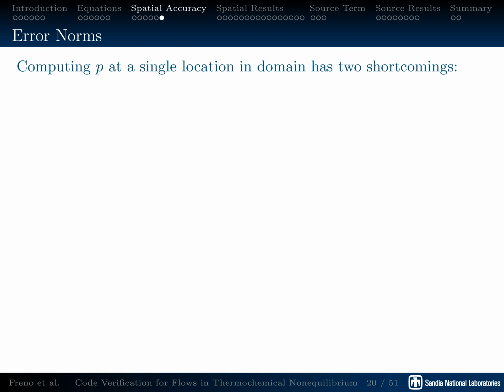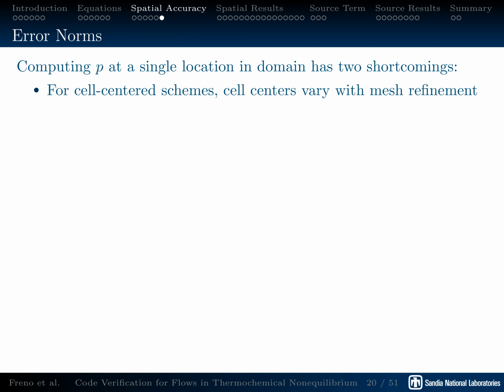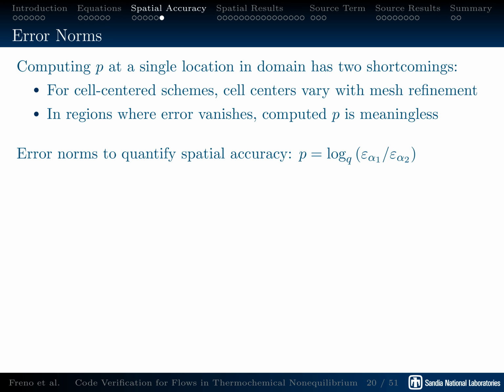We could compute the order of accuracy at a single location in the domain, but doing so would be problematic. For cell-centered schemes, cell centers usually vary with mesh refinement, and in regions where the error vanishes, computing the order of accuracy is meaningless. Therefore, we use error norms to quantify the spatial accuracy.